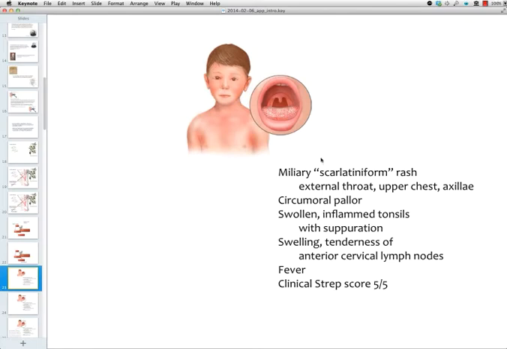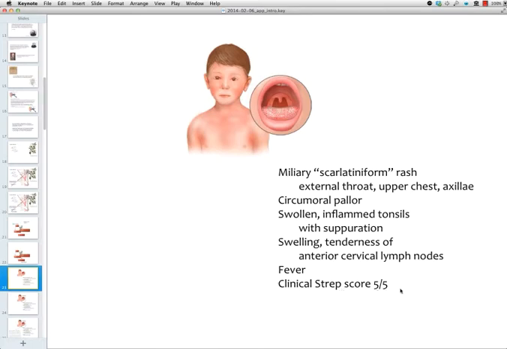Here's a kid who's presenting with a miliary scarlatiniform rash, okay, like fine sandpaper in this distribution, with perioral clearing, involving the face, the upper chest, front of the throat, the armpits. They have swollen, inflamed tonsils with a little bit of pus on them, just a little bit. There's swelling and tenderness of the anterior cervical lymph nodes. There's a high fever, and when we run through the little scoring process of symptomatology, the clinical strep score, this is not the screen on the swab from the throat, but just based on our symptomatology, which doctors in my day were taught to do, the strep score is 5 to 5.